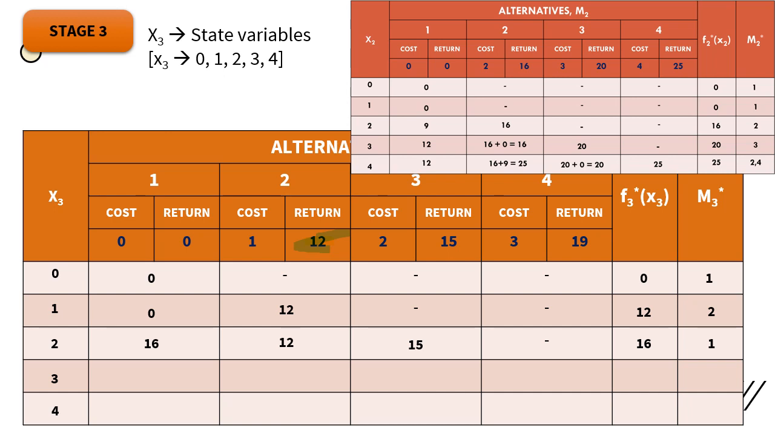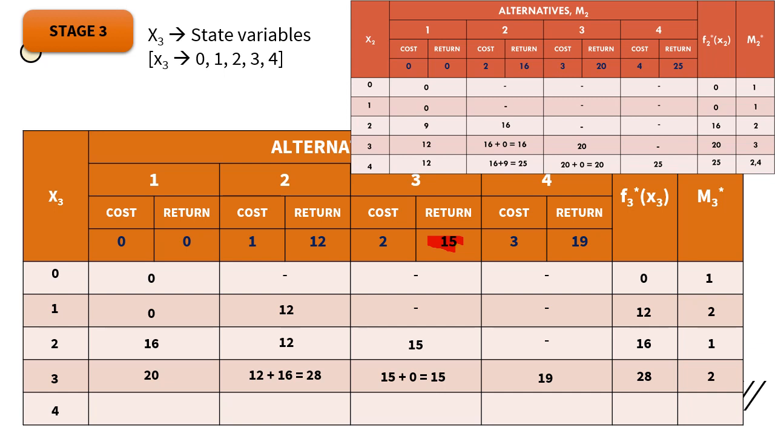Next, 3 crores. If I spend all the 3 crores in the previous table, I will get 20. If I spend 1 crore here, I will get 12. Remaining 2 crores, I will get 16. So 12 plus 16, I will get 28. Next, I will spend 2 crores here, I will get a return of 15. Remaining 1 crore in previous, that will be 0. So maximum is 15. All the 3 crores here, I will get 19. The best is 28, which is alternative 2.